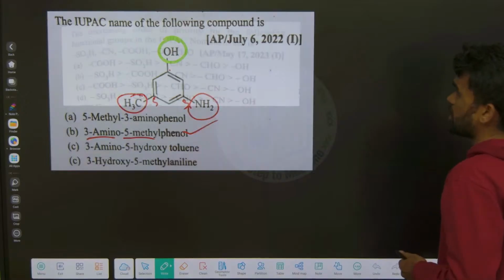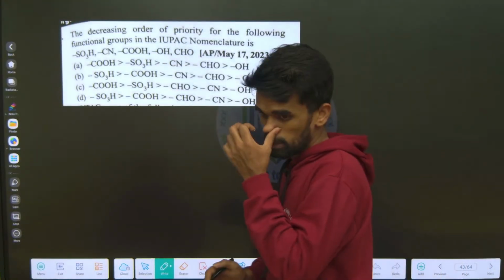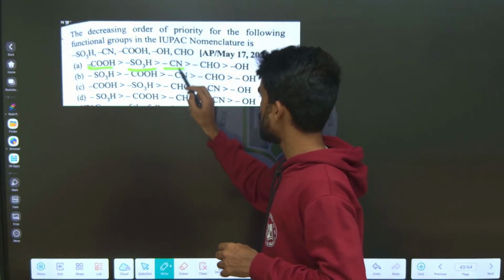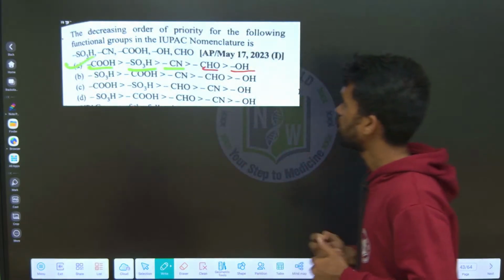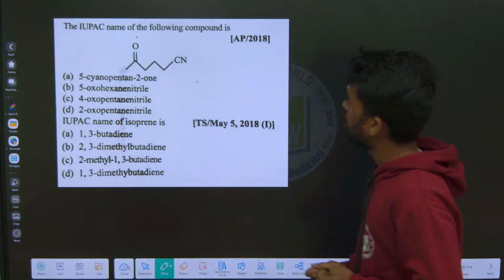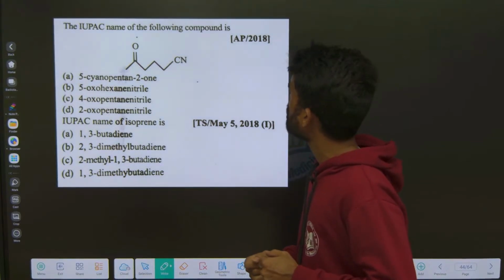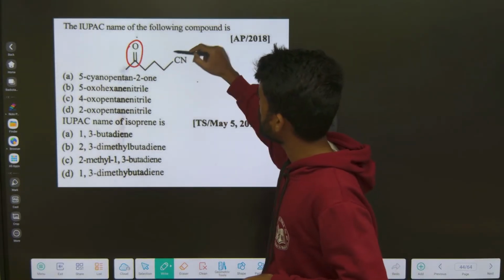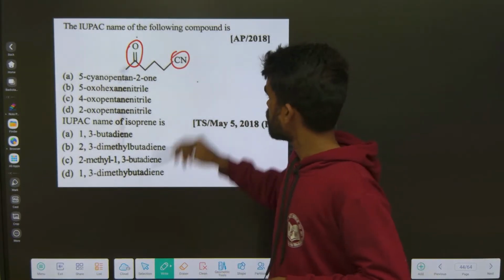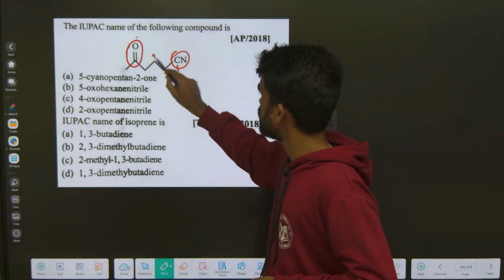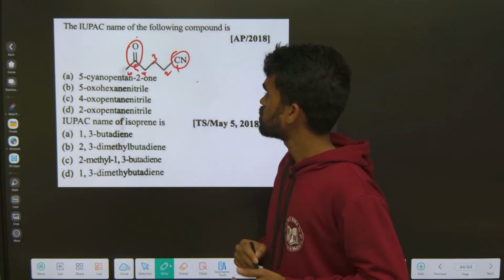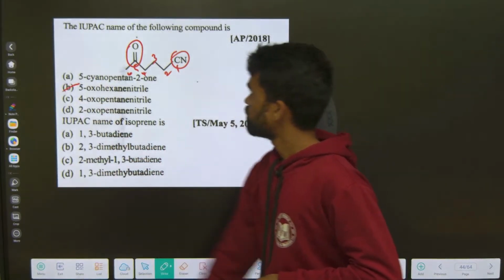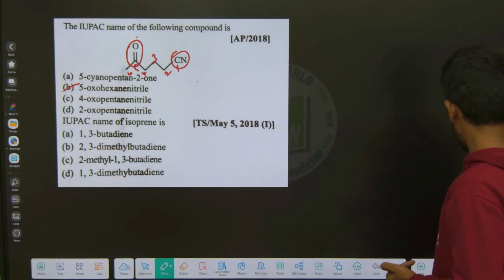Okay, right. Next, what is the functional group priority? COOH, sulfonic acid next, CN nitrile, CHO. Perfect. Next. Answer this question. IUPAC name of the following compound is? Out of these two functional groups, which is more prioritized? CN. So number from here 1, 2, 3, 4, 5, 6. So 5 oxohexane nitrile. 5 oxohexanenitrile. That's it.